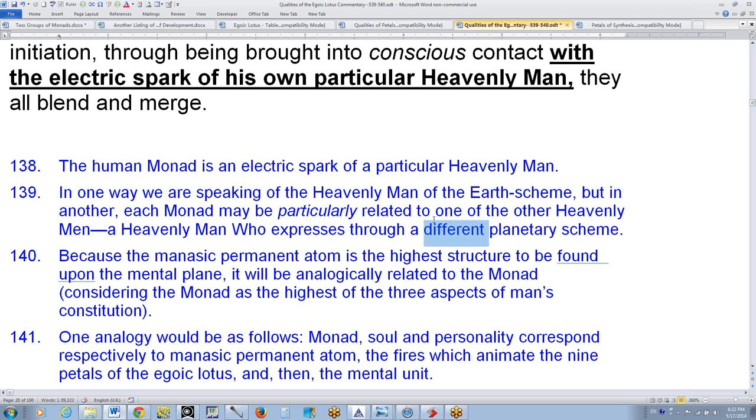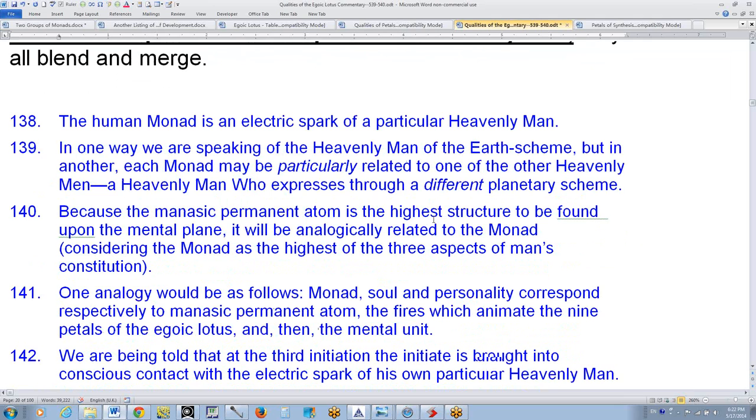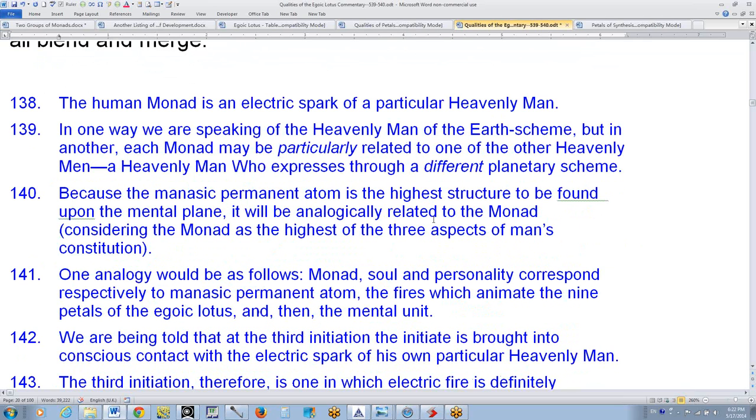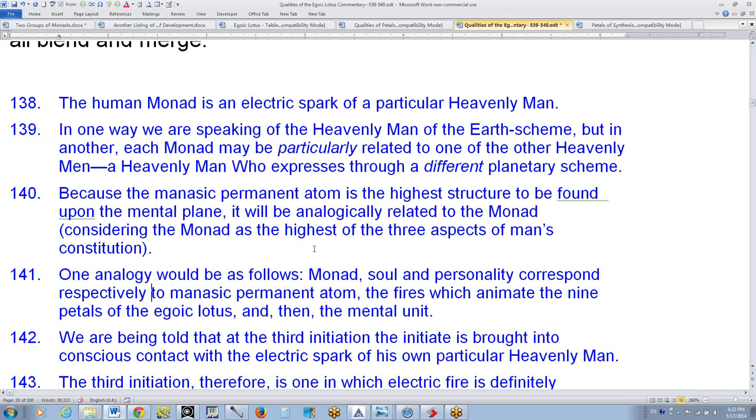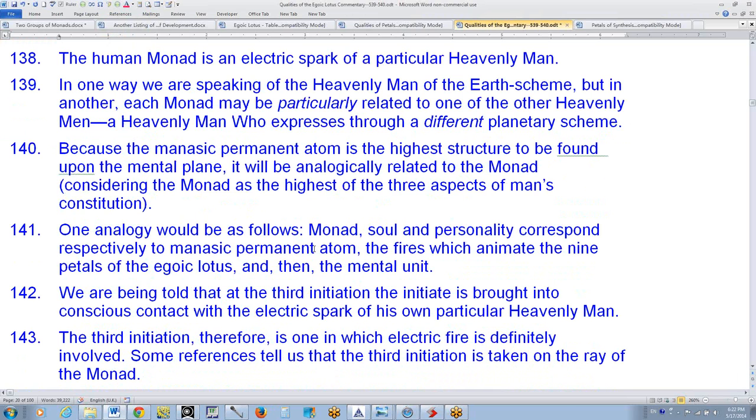So, because the monadic permanent atom is the highest structure to be found upon the mental plane, it will be analogically related to the monad, considering the monad as the highest of the 3 aspects of man's constitution. We remember we talked about the mental unit in relation to the personality as carrying the first aspect, astral, second aspect, and the physical permanent atom, the third. So one analogy here would be as follows. Monad, soul, and personality correspond respectively to monadic permanent atom, then the fires which animate the 9 petals of the Egoic Lotus, and then the mental unit. That's one way of doing it.